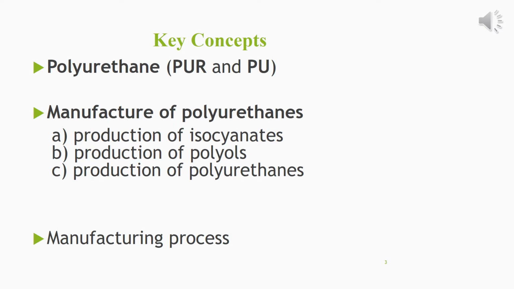Dear students, today we are going to discuss synthesis of polyurethanes. The key concepts which will be discussed in this lecture will be introduction of polyurethanes. Then will be the manufacture of polyurethanes. There are three parts for the manufacture of polyurethanes: production of isocyanates, production of polyols, and part C is the production of polyurethanes. Then the manufacturing process will be discussed.